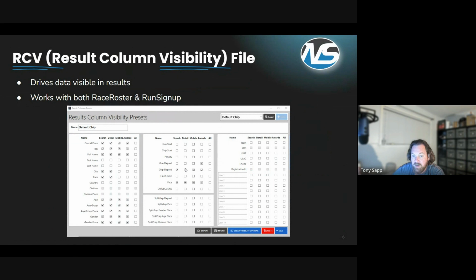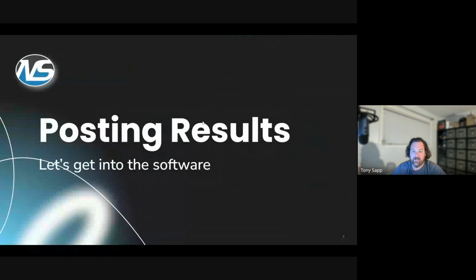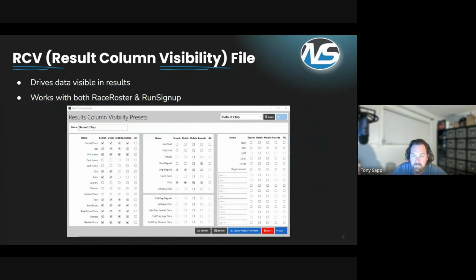Generally, by default, we will not post split data on the main page. It clutters up the page quite a bit, and it makes people have to scroll over, especially if they're on mobile. So I generally only include split data in the detail whenever they click on their name. And again, I'll show you what that looks like whenever we get into the software. And this file, the result column visibility file, works for both Race Roster and Run Signup. So you can set this up for any events that we're auto posting results to.